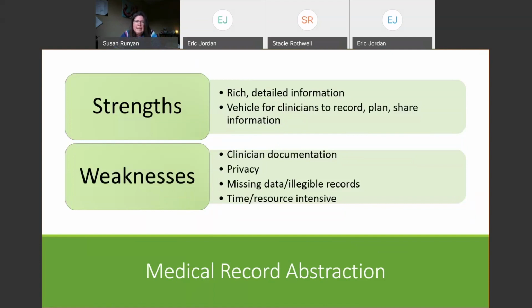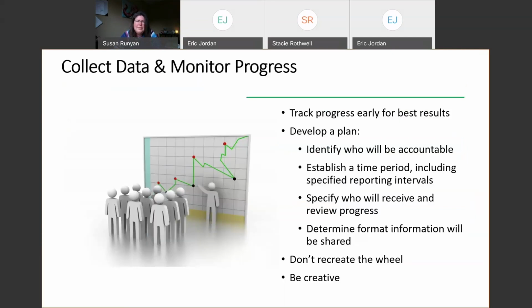Privacy issues, missing data, time and resource intensive. It certainly takes a ton of time to do a retrospective analysis on a medical record. Track your progress early. I used to have a CEO that told me, we don't want to make too much improvement before it's mandatory. So one time we were a PPS hospital, very small, like I said last time, and we knew that pay for performance was coming.